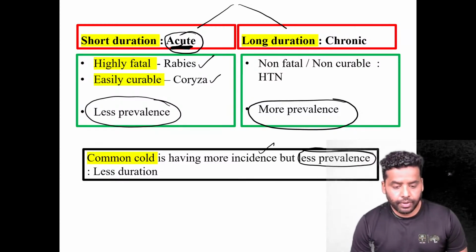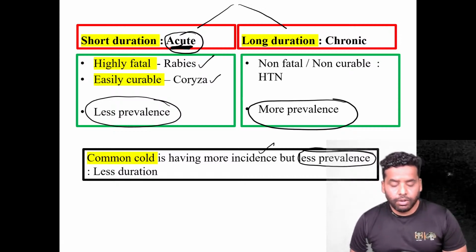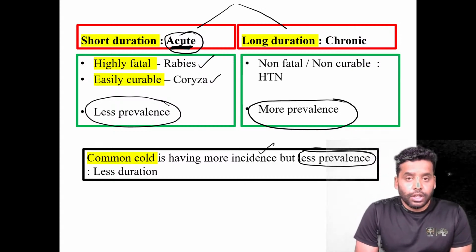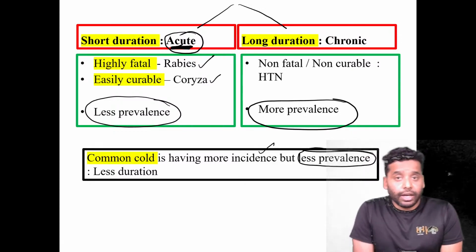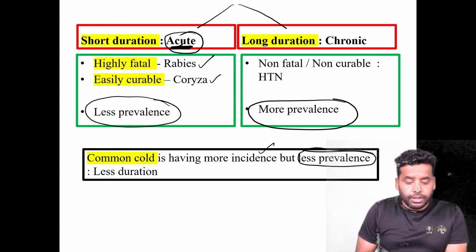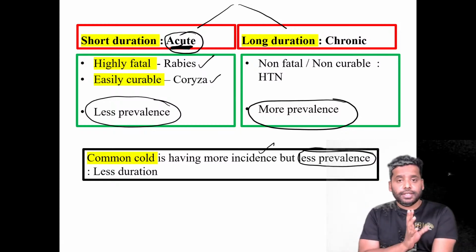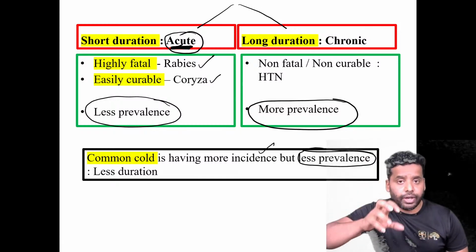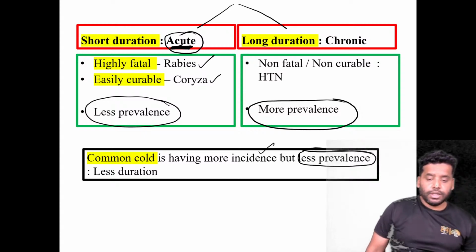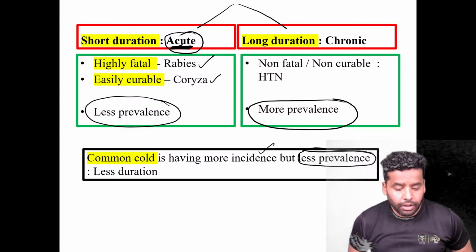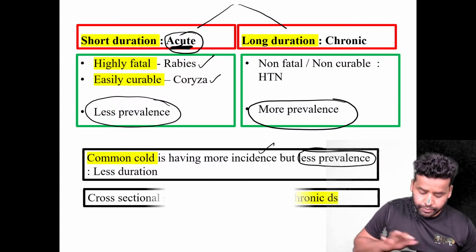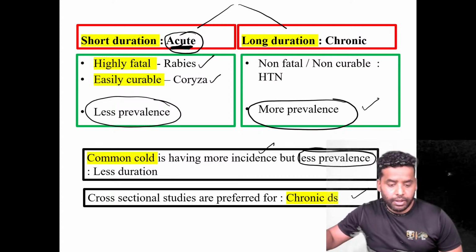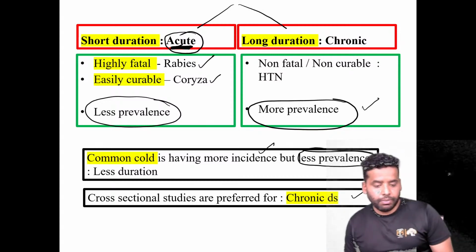Duration is less. That means whenever you are doing cross-sectional studies, see the words properly. Cross-sectional studies are preferred for acute illness or chronic illness? Clinically we can do it for both, but I am asking which is preferred. Cross-sectional studies are preferred for chronic diseases, yes, because they are easy to identify. Agree on this? All these are very important points.